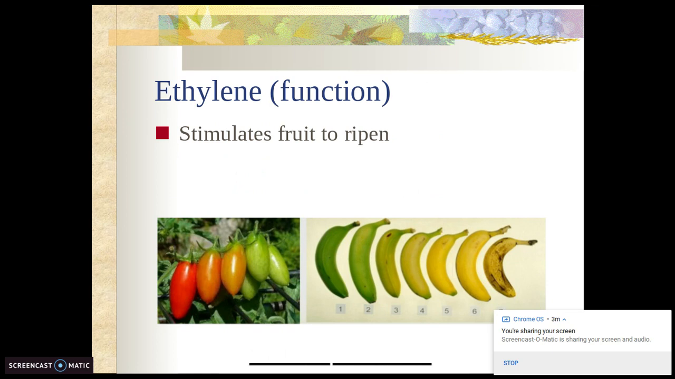When something ripens, it becomes sweeter and more tasty, and the reason it gets that way is because it wants an animal to come and eat it and then take its seed somewhere else so it can make more banana trees. So this gas that surrounds it is what causes it to ripen. Ethylene gas makes it ripen.